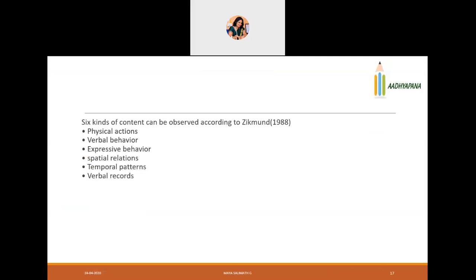So we were talking about the difference between verbal behavior and expressive behavior. People say something and they express something. So most behavioral experts will always find a difference between verbal and expressive behaviors. Then there are spatial relations, temporal patterns, and verbal records. So these are six kinds of content that can be observed by the respondents.